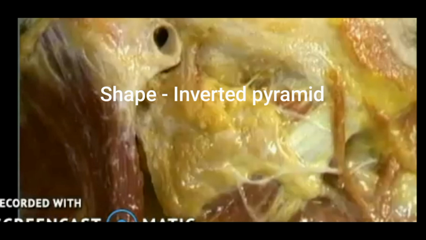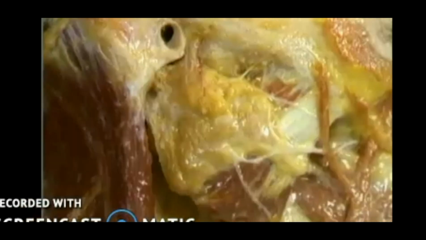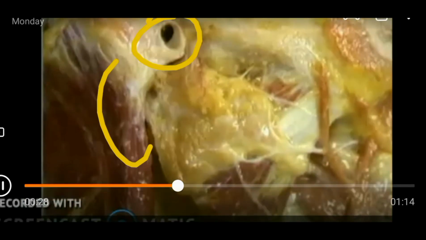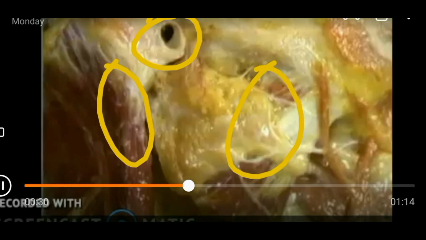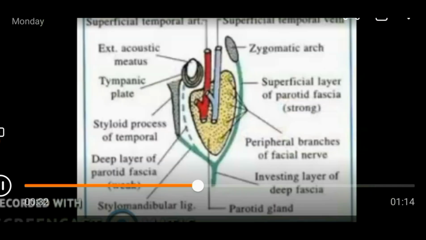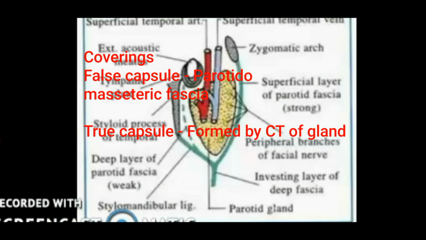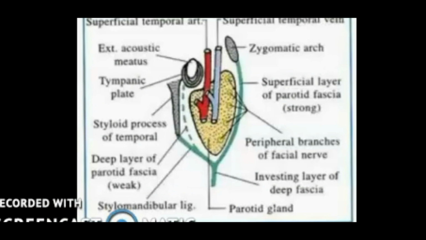So you can see here, it is an inverted pyramidal gland occupying the region and forming the borders and surfaces by the molds of surrounding structures. You can see meatus, mandible and mastoid process, and it is covered by two coverings, false capsule and true capsule. False capsule is formed by splitting of the deep cervical fascia there. The superficial layer is called parotid fascia.